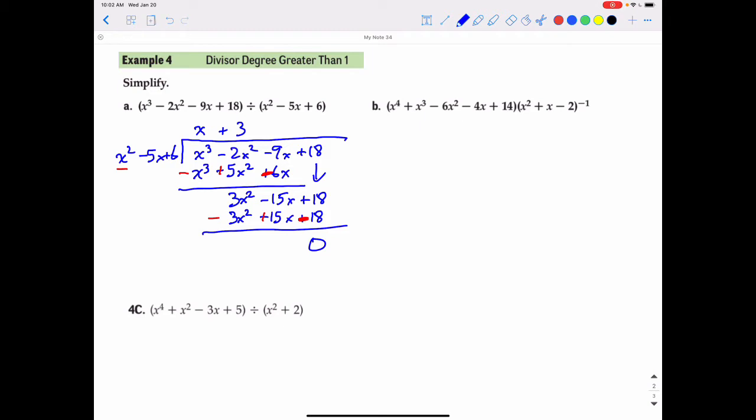So part B is very similar to part A. It doesn't look similar because I don't see a division sign in there. Actually, I see no sign, which usually means multiplication. However, I look right here and I see negative 1 that's outside of the second set of parentheses. And what does negative 1 mean?